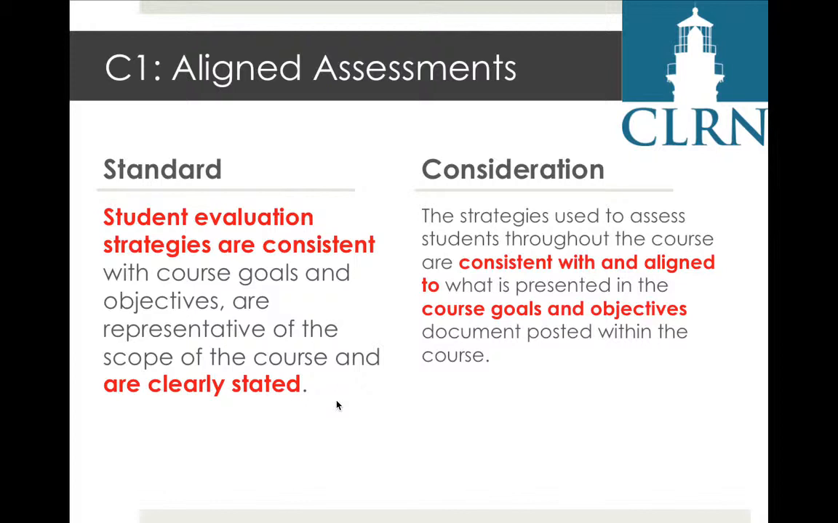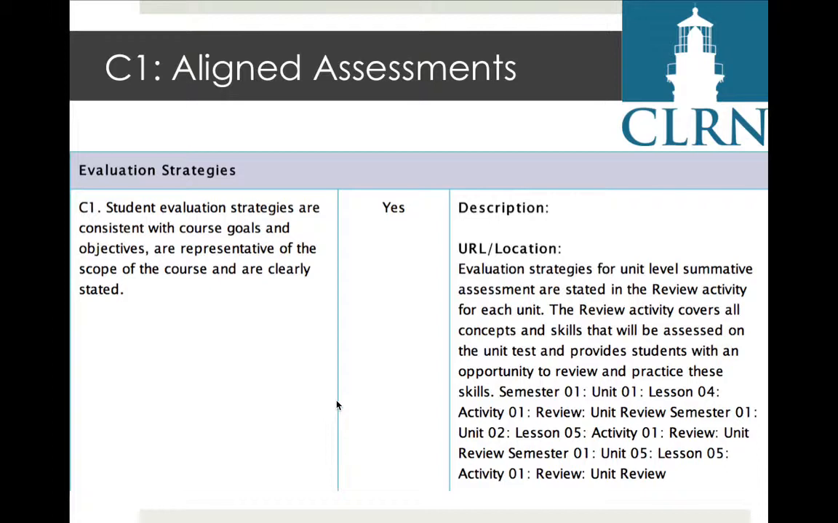Standard C1, Aligned Assessments, judges whether the course's assessments match the content being taught. The standard asks whether student evaluation strategies are consistent and are clearly stated. The consideration basically restates the standard and asks if the strategies are consistent with and align to the course goals and objectives. Publishers provide a URL or description advising where we may validate the standard.